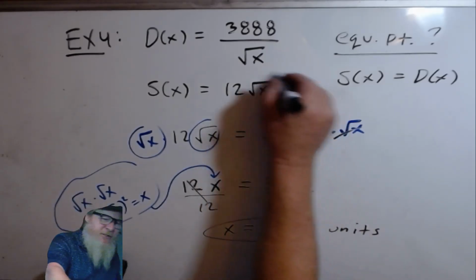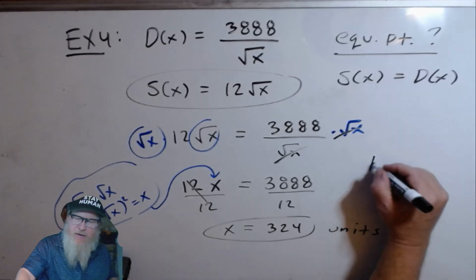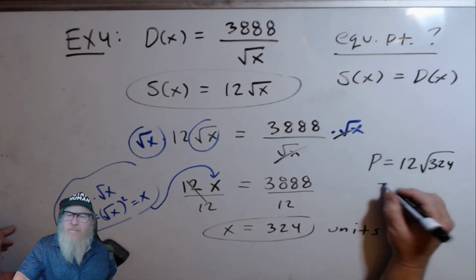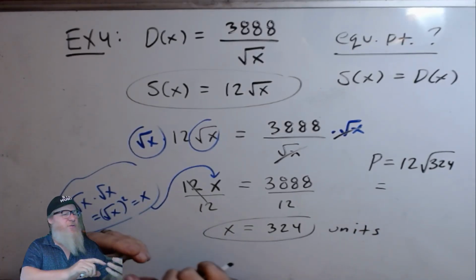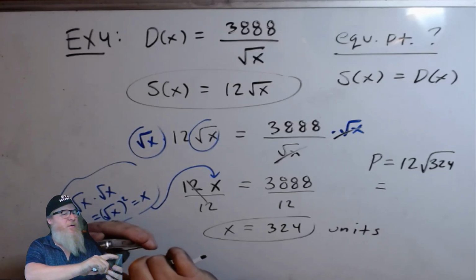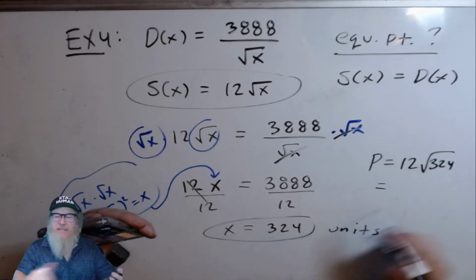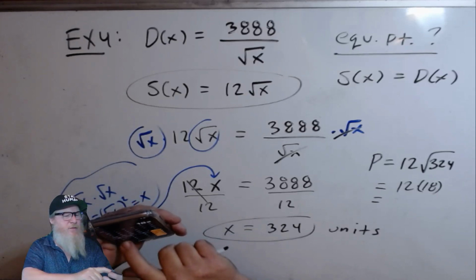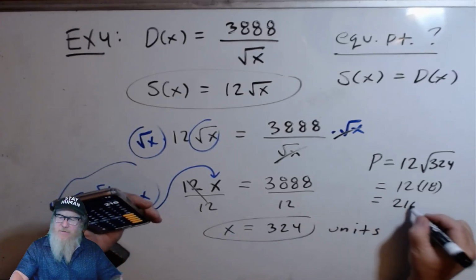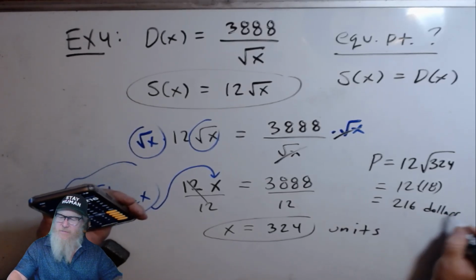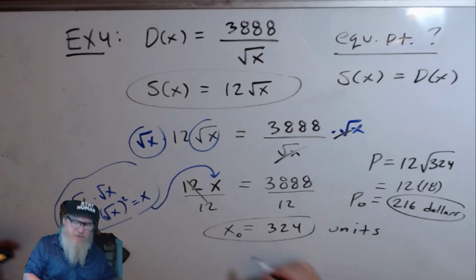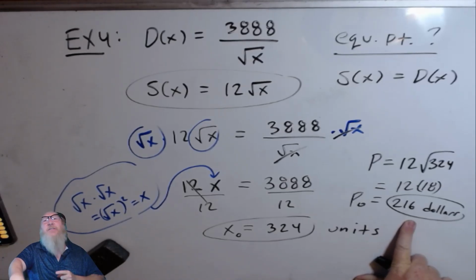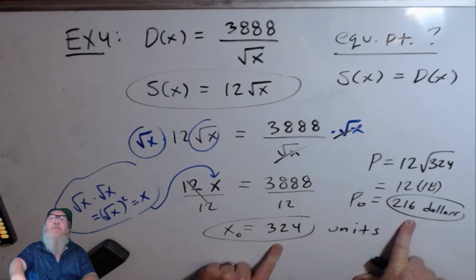Or revenue. So let's go ahead and plug this in now and figure out what our price is. So we got the square root of 324, 18, and then times $12 each. All right, so there's our P0, there's our X0. So we're selling these things for $216 each, and we're going to sell 324 of them.